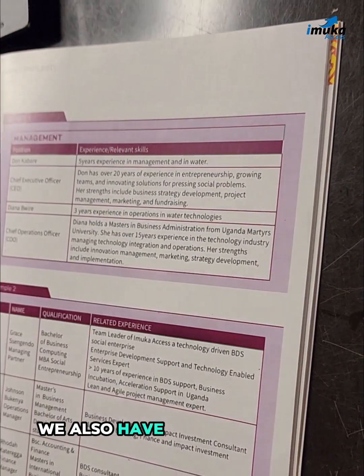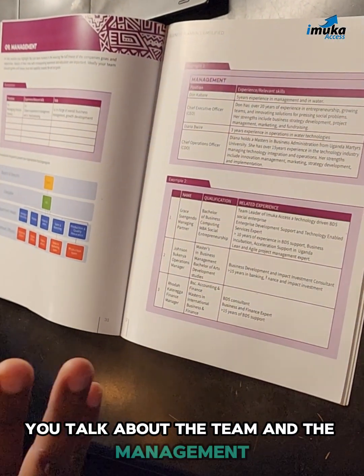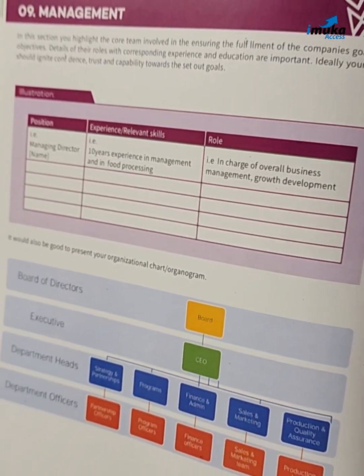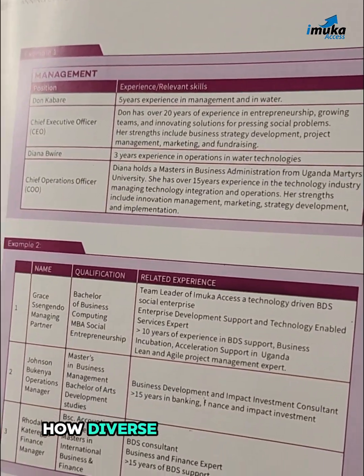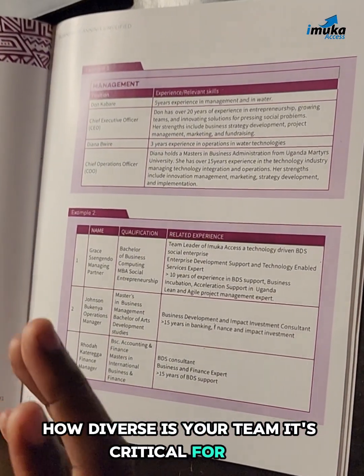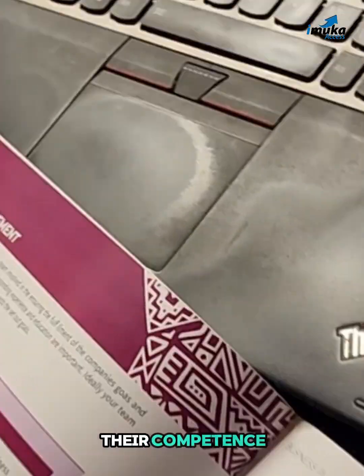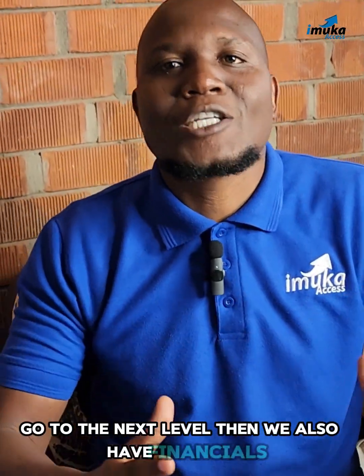We also have the management. Here you talk about the team and the management. How critical is this management of the business? How competent is your team? How complementary is your team? How diverse is your team? It's critical for your partners to know the kind of team you have, their competence, and their capacity to actually help the company grow to the next level. Then we also have financials.